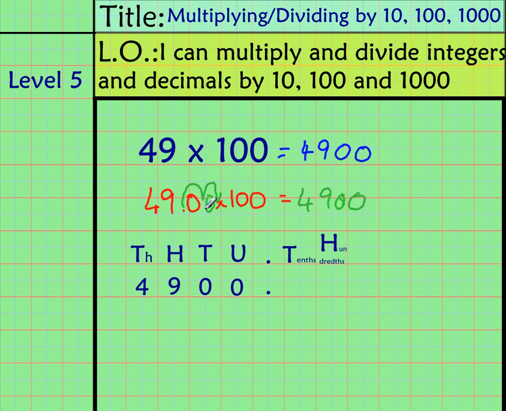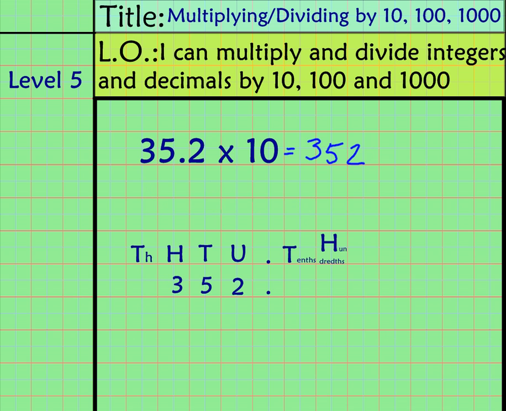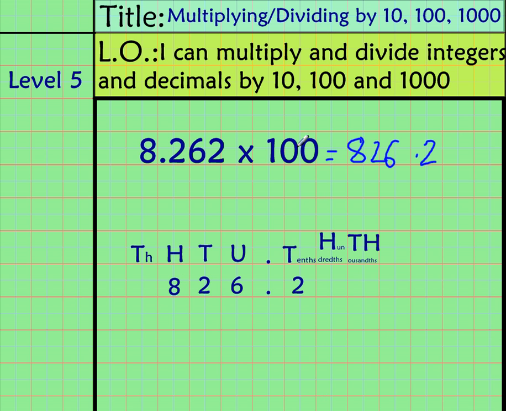4,900. Okay, similarly, if we look at this one here, 35.2 times by 10. Well, what did we do last time we multiplied by 10? We simply moved my decimal point one space to the right. So if I do that here, what am I going to get? I'm going to get 352 because my decimal point has moved one space to the right. Similarly, here, when I multiply by 100, what do we do? We move my decimal point two spaces to the right. That's what we did when we multiplied by 100 last time. 1, 2, and here it is, 826.2.